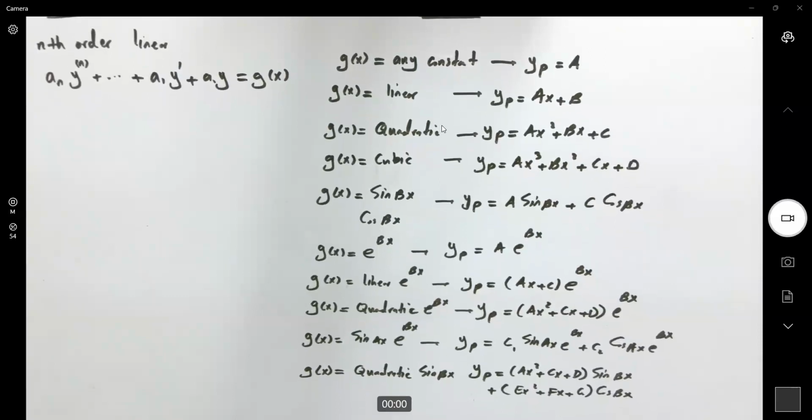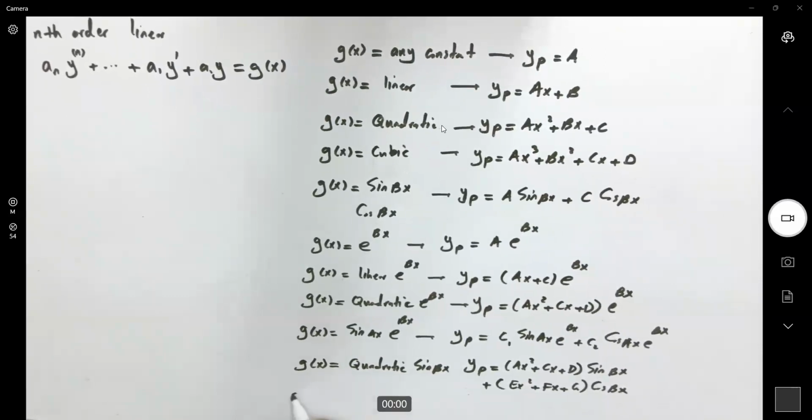And finally, if we have g of x written as, for example, a linear expression times an exponential, e to the ax, and you have, for example, cosine of bx, then the particular solution can be written as a linear expression like Cx plus D, times your exponential function times cosine of bx, plus another linear expression, Ex plus F, e to the ax sine of bx.